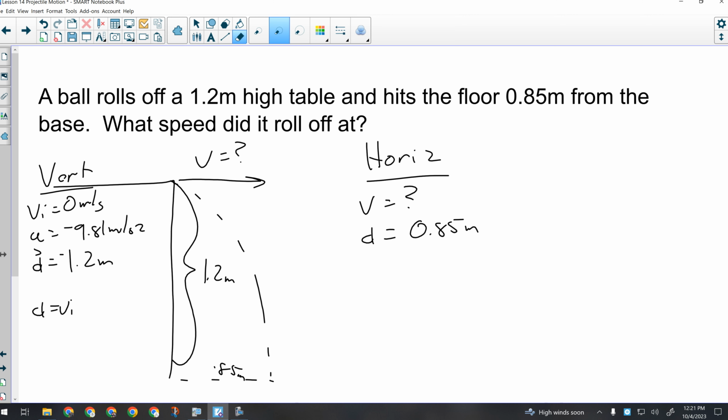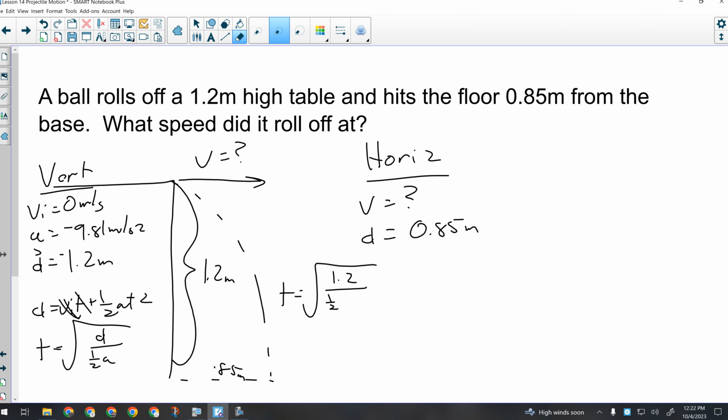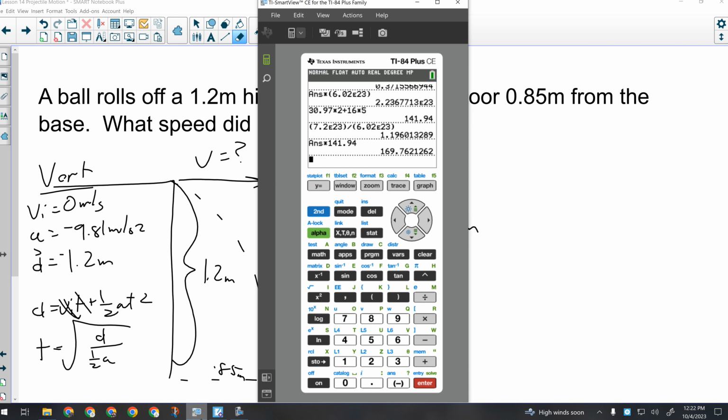So same formula we always use. Okay, 1/2 AT squared. This is 0. So T will equal the square root of D over half of A. Okay, and when we plug in our numbers here, T is going to equal the square root of 1.2 divided by 1/2 times 9.81. So it's not going to be a very long time because we're talking about only falling 1.2 meters. So square root of 1.2 divided by half of 9.81, 4.905. All right, so this thing's falling for just slightly less than half a second.